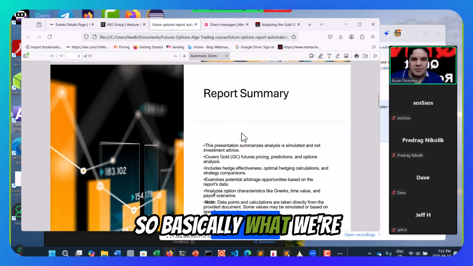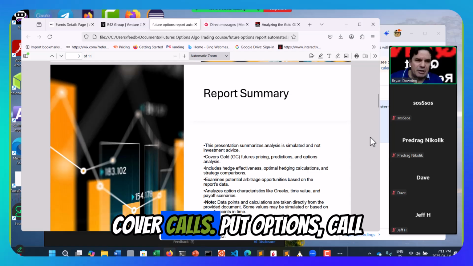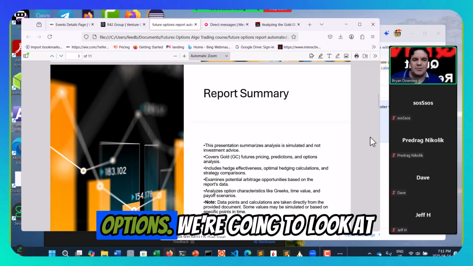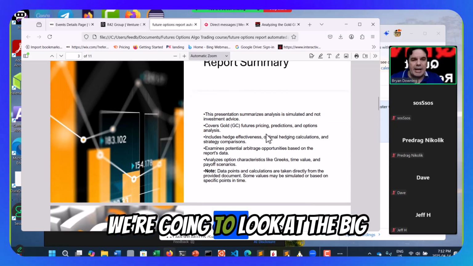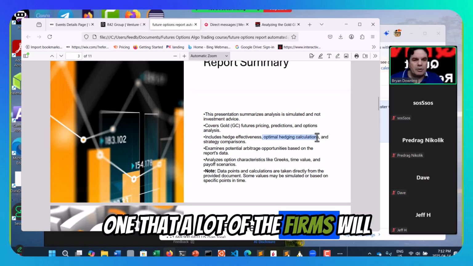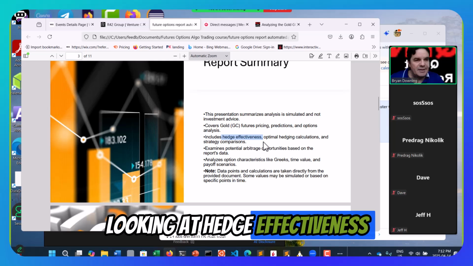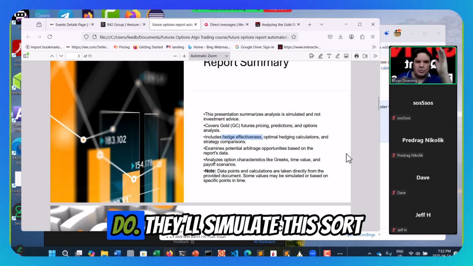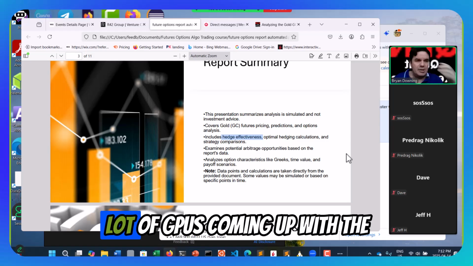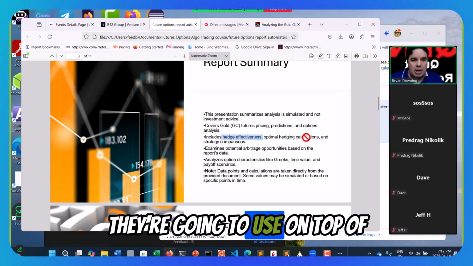Basically we're going to look at covered calls, naked calls, put options, call options. We're going to look at different predictions here. The big one that a lot of the firms will use is optimal hedging, looking at hedge effectiveness. And this is just one snapshot. What a lot of the HFT firms will do, they'll simulate this sort of stuff in probably AI using a lot of GPUs, coming up with the optimal hedging, layering it with arbitrage.